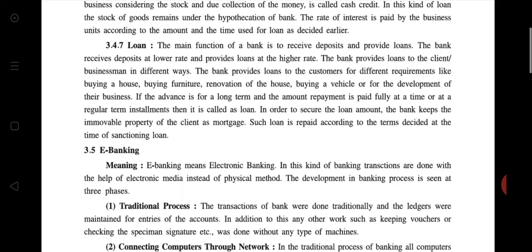So students, here is one question for you. You can answer me with a comment. What is the difference between hypothecation and mortgage? You answer me as early as possible with a comment. I will declare the first 5 names who give me the answer through comment. It is a thin line difference, but tell me what is the difference between mortgage and hypothecation?